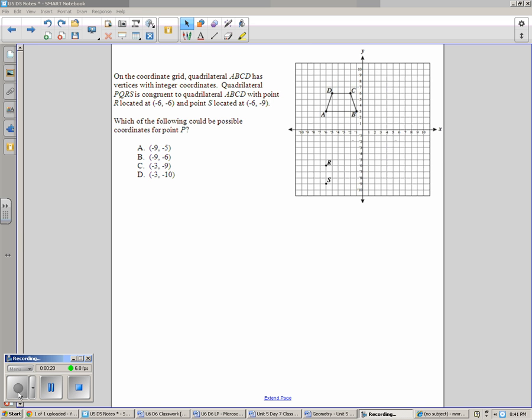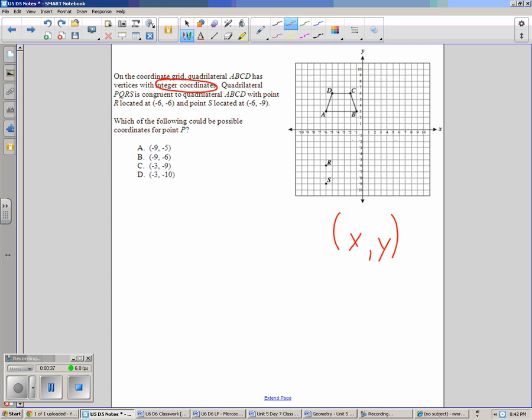On the coordinate grid, quadrilateral ABCD has vertices with integer coordinates. I want to pause right there. What does it mean to have integer coordinates? Okay, so we know that each coordinate has an x and a y. If we have integer coordinates, that means x and y are always going to be whole numbers. So let's say we got the coordinates 1, 2. These are integer coordinates, and that's where that point would be. We're not going to get anything like 3.5, 4.5. Okay, only whole numbers.